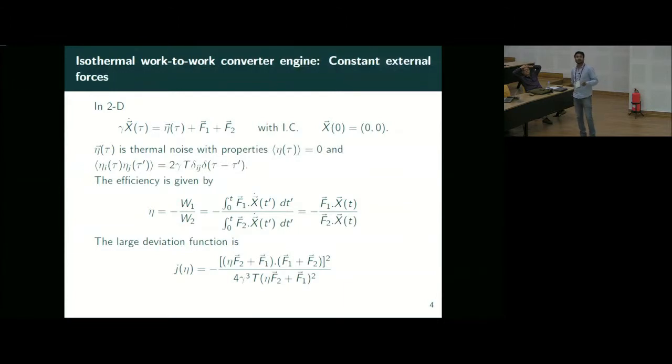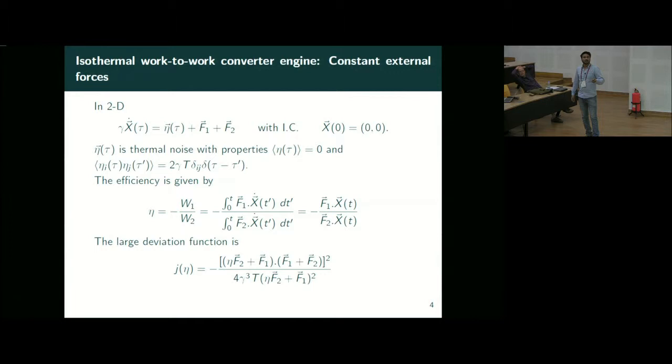This is the isothermal work-to-work converter engine. You have a Brownian particle in a heat bath, and you have two loads. One load applies a constant force F1 on the Brownian particle, and you are pulling the load with some force F2. Both forces are constant. Eta is the thermal noise coming from the bath. This is a two-dimensional picture, and the mean position is taken to be 0 at the origin of the two dimensions. This is a property of thermal noise: the mean is 0, and the correlation is given by this.